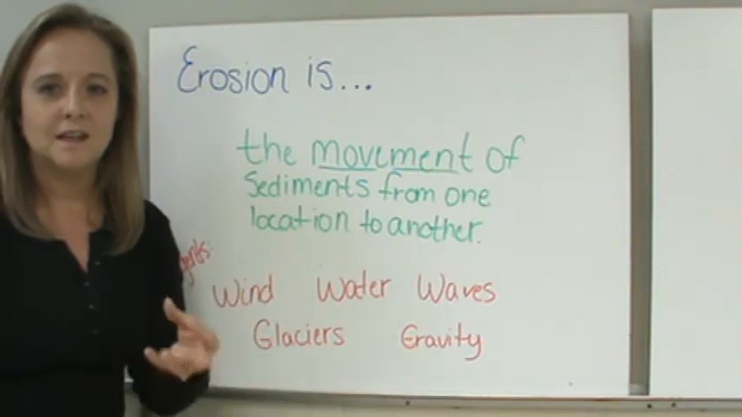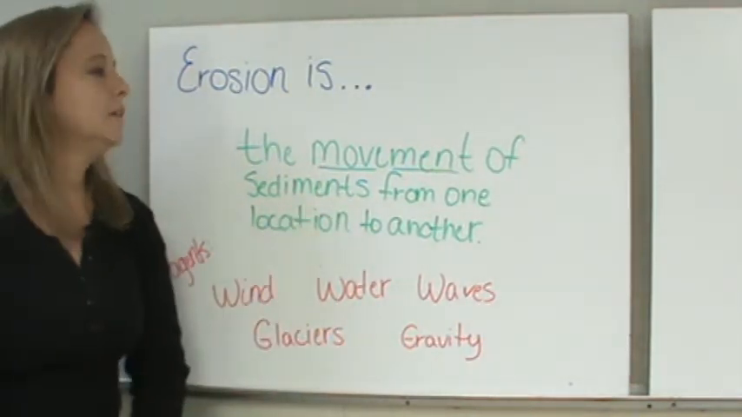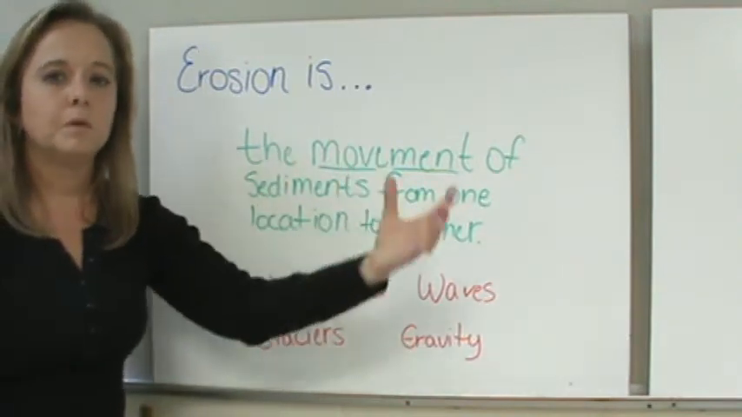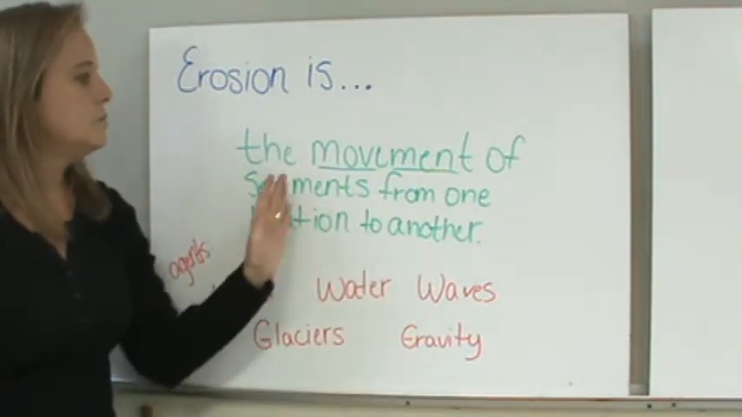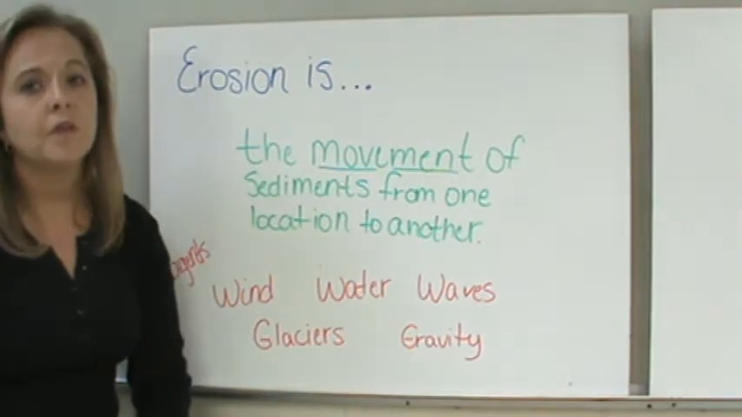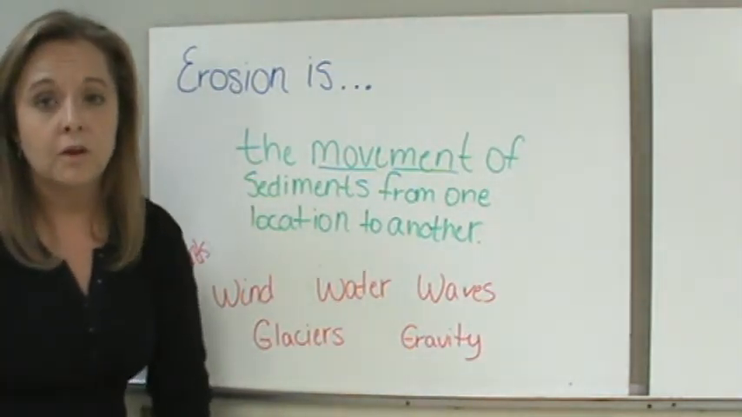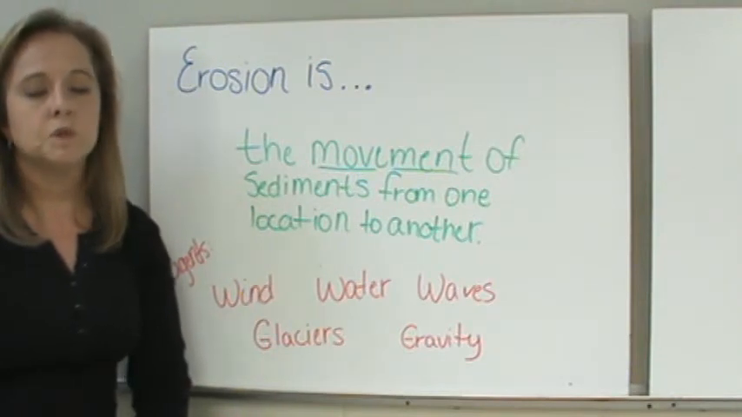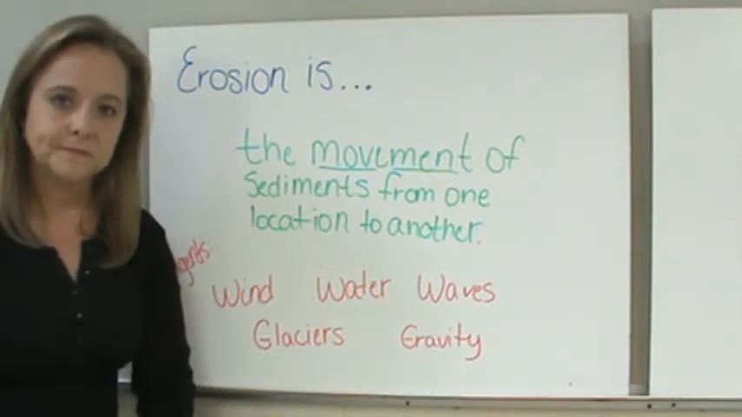dandelion seeds blow in the breeze. Okay, you'll understand that movement from place to place. It'll blow, it'll stop, it'll blow some more. So it's the movement of sediments from one location to another. Make sure you write that down on your note sheet. That'll be on a test later on, so push pause if you need to, come back, and we'll continue.